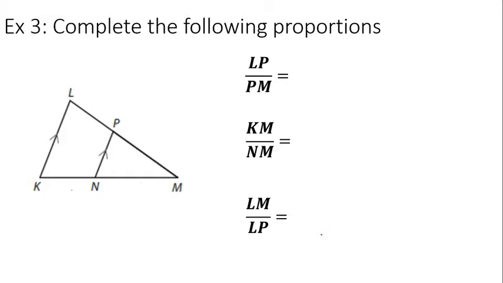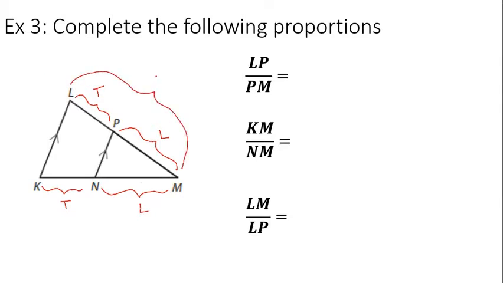Now example 3 right here. So again, you're going to complete this. So the way we set this one up is still, it's sideways, but LP here, that's the top part. P to M is the lower part. Same thing with K to N is the top, and M is the lower. So that means L to M is the whole, K to M is the whole part. So we just match up the sides.